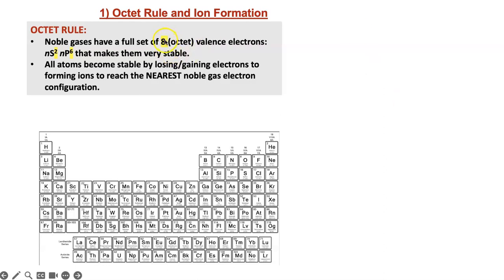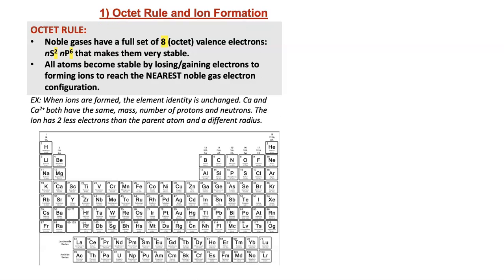So because almost all noble gases except helium have 8 electrons with ns2 and p6 general electron configuration, 2 plus 6 is 8. We call this the octet rule. Octet is 8. And this causes them to be very stable. Who doesn't want to be stable?